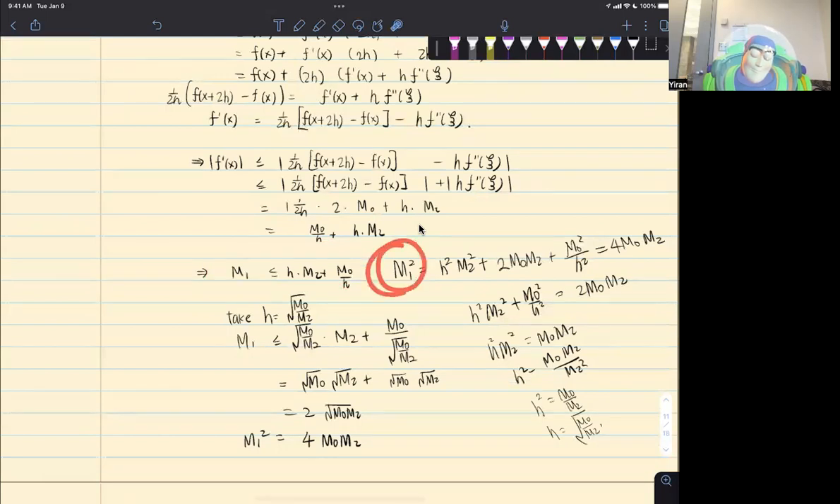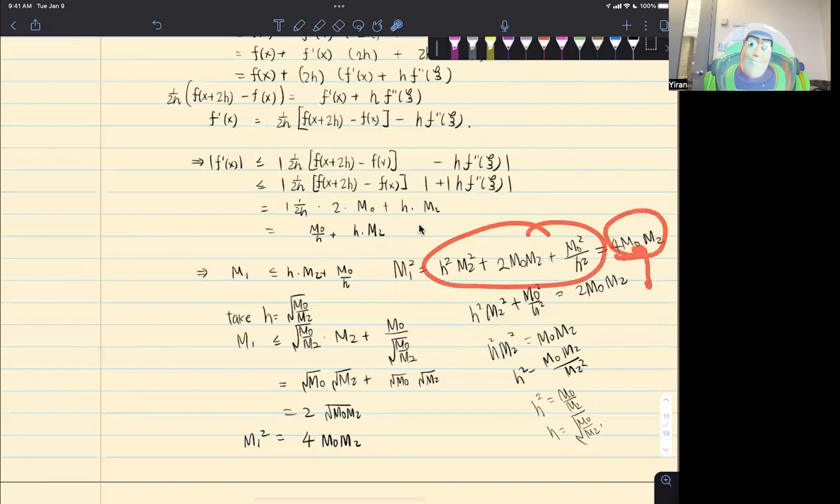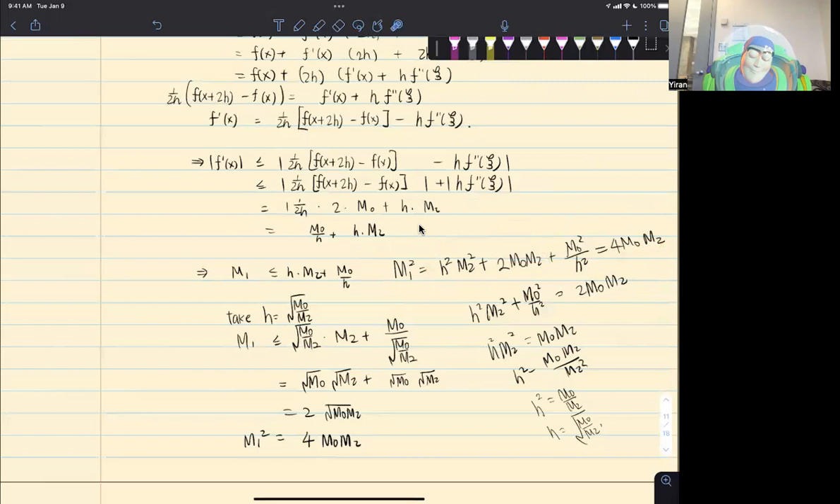So M1 squared is equal to this. And I want to show this is equal to 4 M0 M2, and that will tell me what my H would be. And my H would be actually this once you do the algebra, or you can possibly do the check my work. Okay.